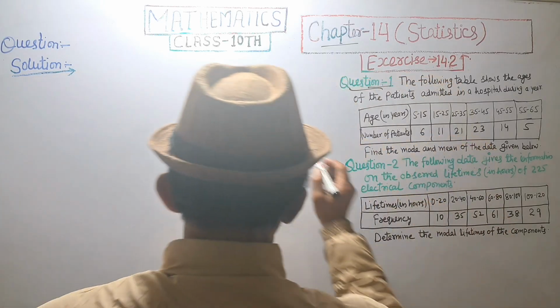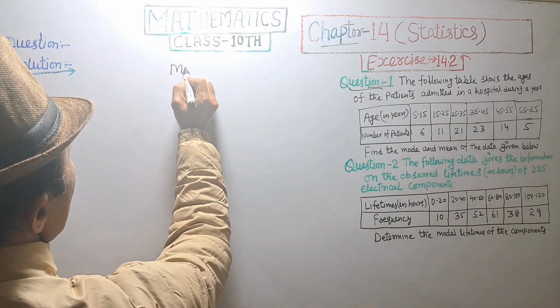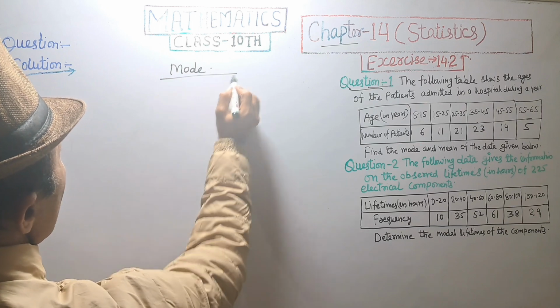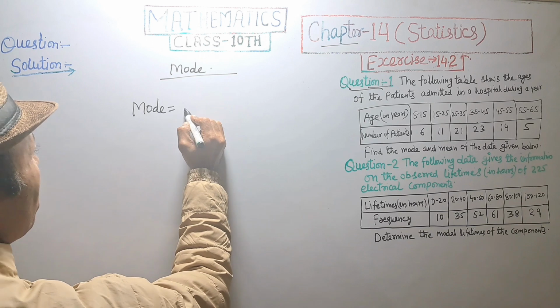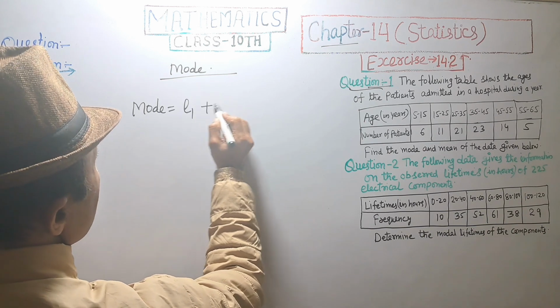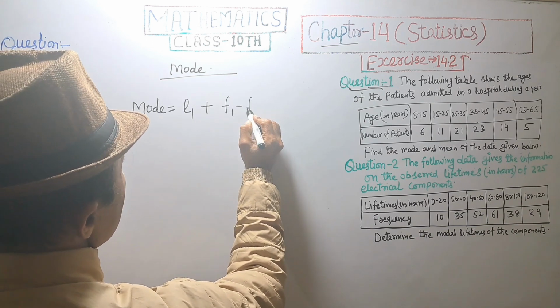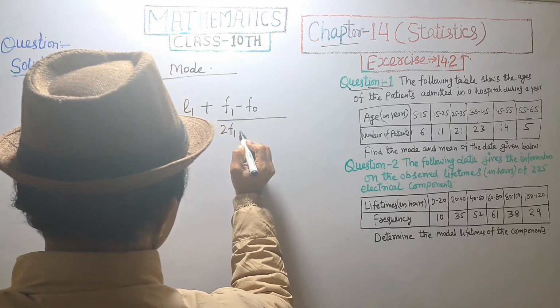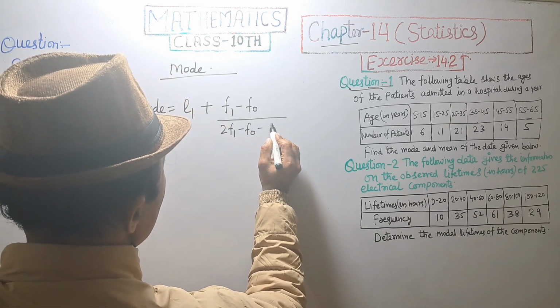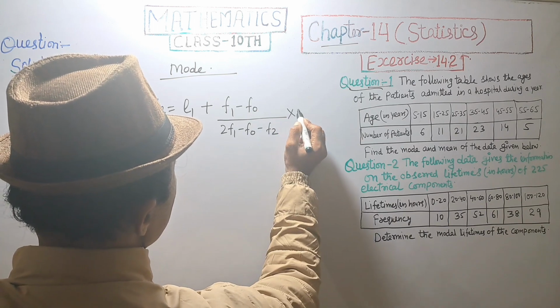Exercise 14.2. Mode. Mode is equal to L1 plus F1 minus F0 divided by 2F1 minus F0 minus F2 into H.